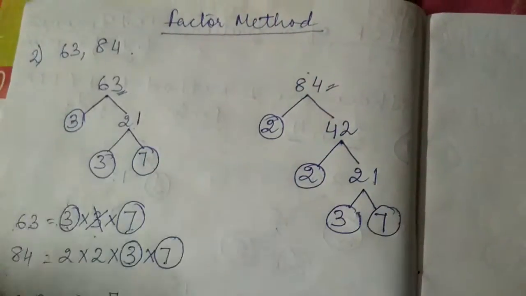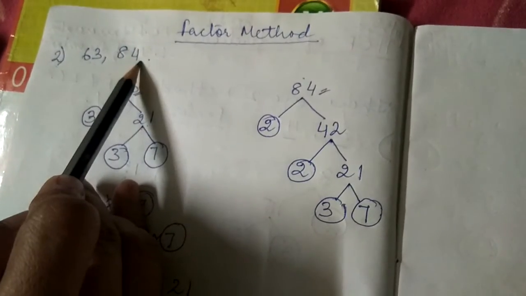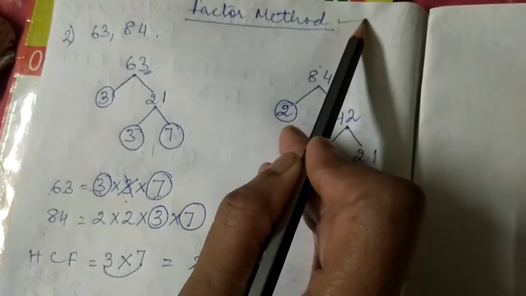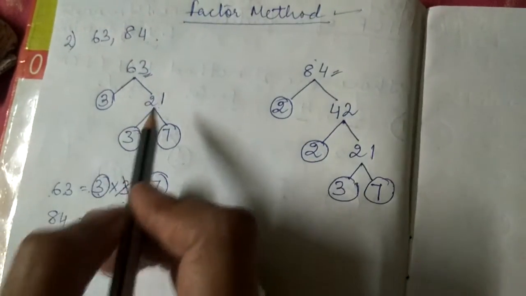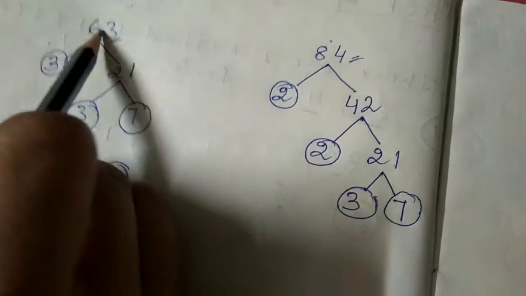Now see children, I am taking another example. What is the other example? 63 and 84. Okay, this also I am telling you by the factor method, how to find HCF and LCM. Now see, first of all we will find the factors of 63.